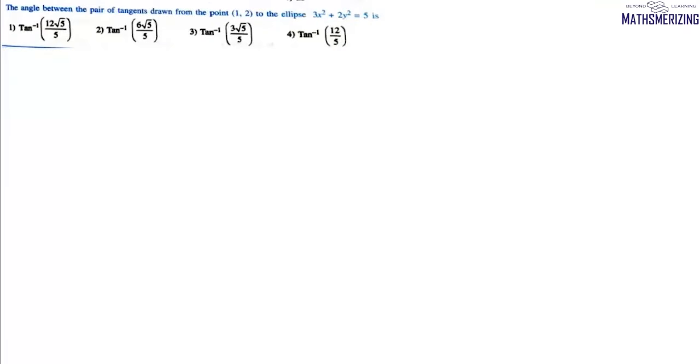Now here the question is, we need to find the angle between the pair of tangents drawn from the point 1, 2 to this ellipse, which is 3x square plus 2y square, and it is equal to 5. So we'll write this equation as x square upon 5 by 3 plus y square upon 5 by 2, and it is equal to 1. Now we can write the equation of tangent to the ellipse as y equals mx plus minus under root of a square m square plus b square, which is 5 by 3 m square plus 5 by 2.